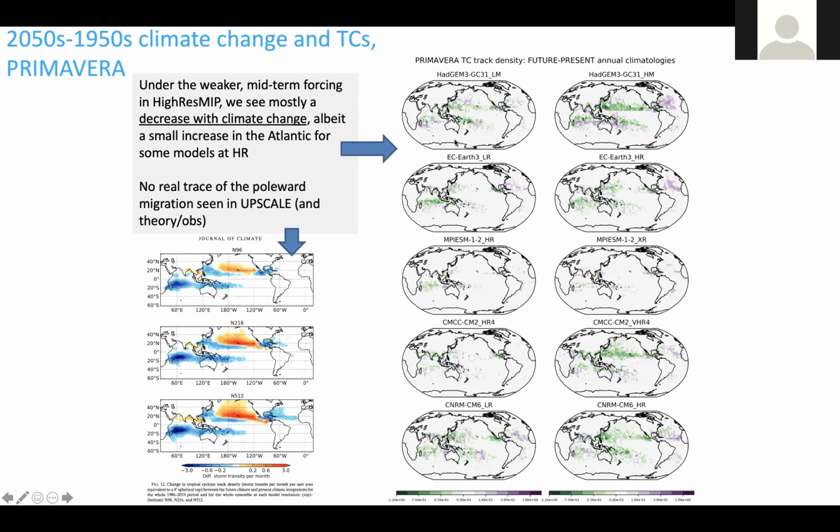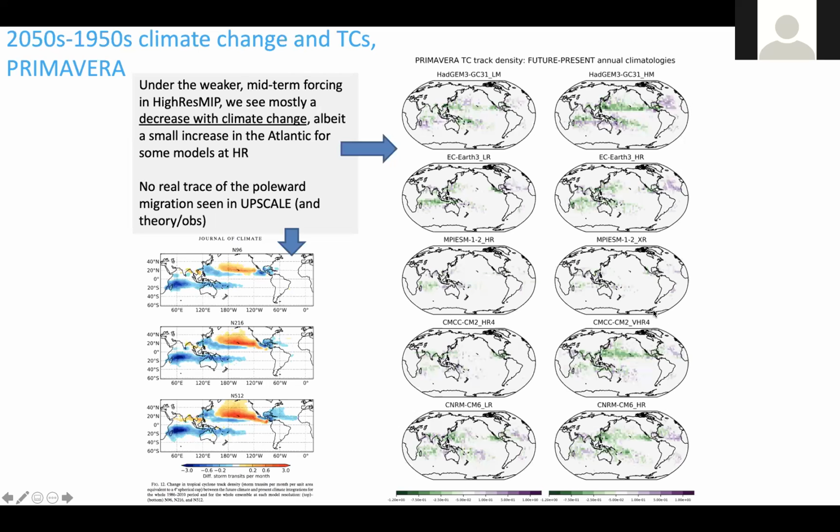This is what the change in hurricanes looks like between the end of the Primavera integration, so up to 2050, minus the current period, at low resolution and high resolution. And you can see that actually the models reproduce some of this Central Pacific and maybe Western Pacific reduction, but I don't see any evidence here of the models reproducing this increase or this poleward migration. And definitely they also do something rather odd in that some of them produce an increase in the Atlantic.